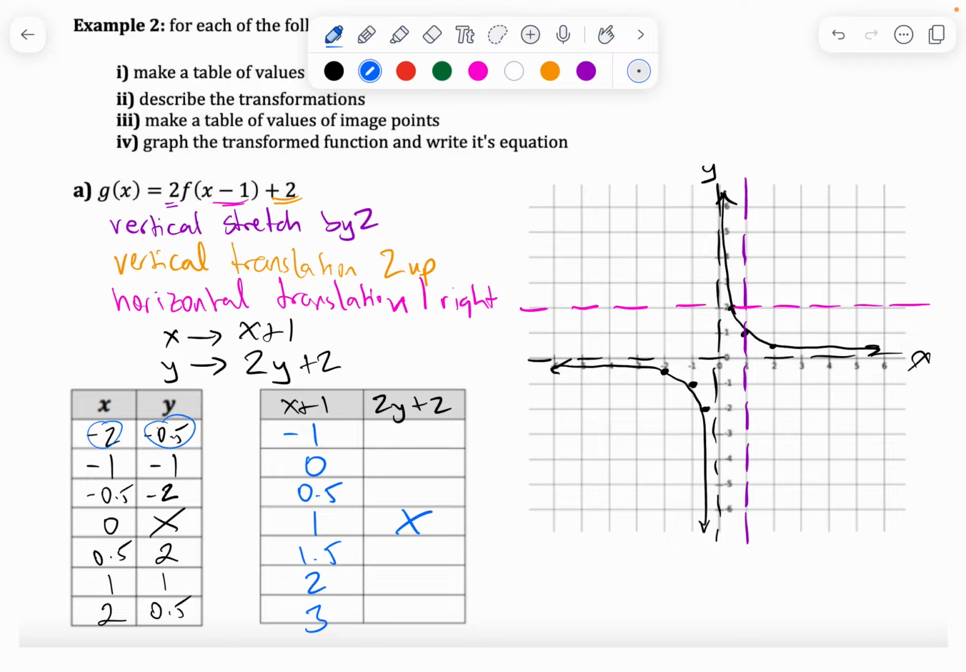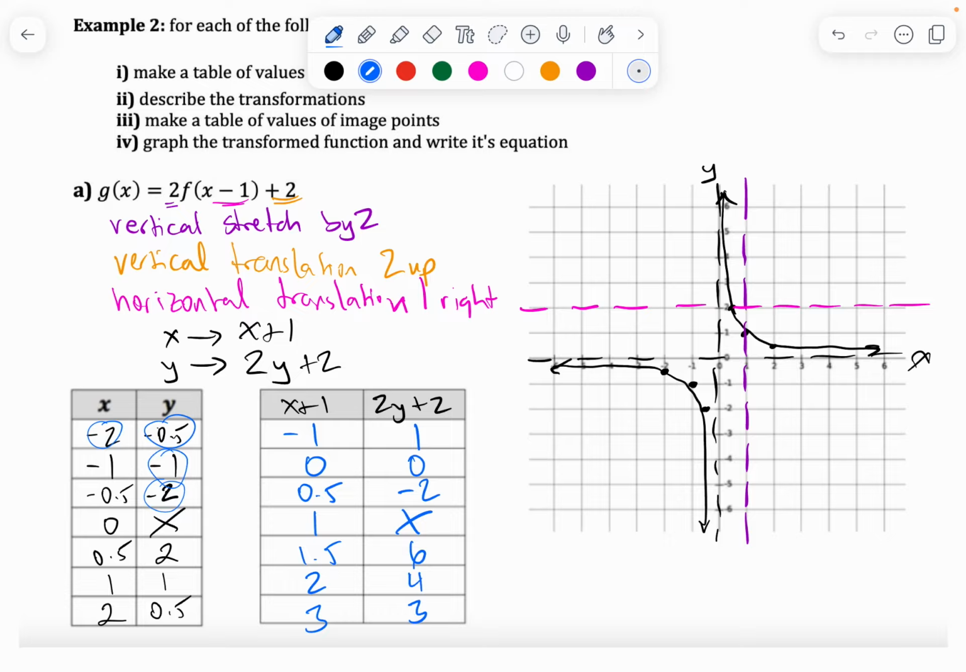2 times -0.5 is -1, plus 2 is 1. 2 times -1 is -2, plus 2 is 0. 2 times -2 is -4, plus 2 is -2. Asymptote. 2 times 2 is 4, plus 2 is 6. 2 times 1 is 2, plus 2 is 4, and 2 times a half is 1, plus 2 is 3. So let's see if we plot these and it all works out, hopefully.